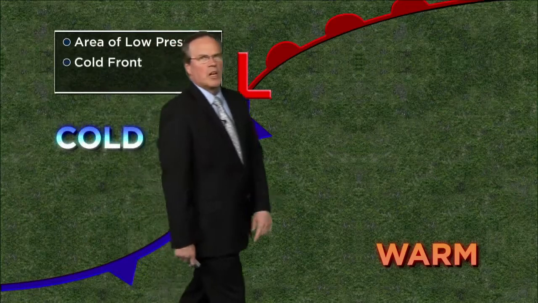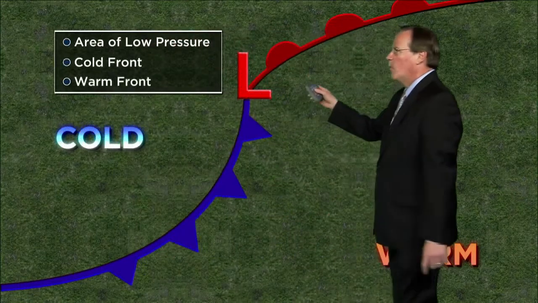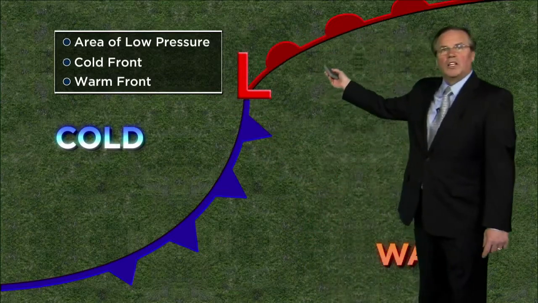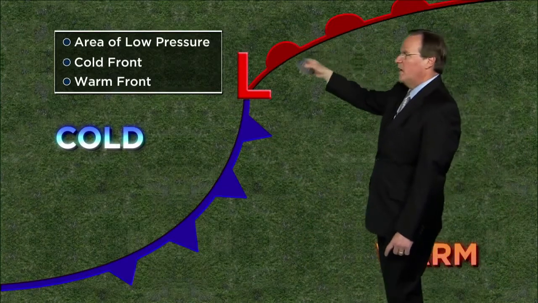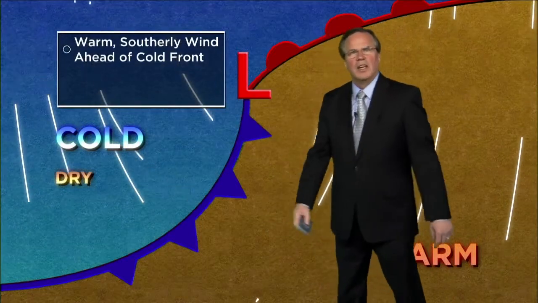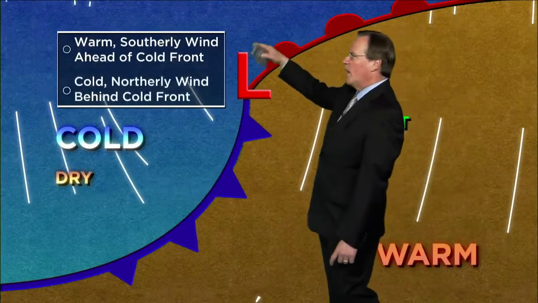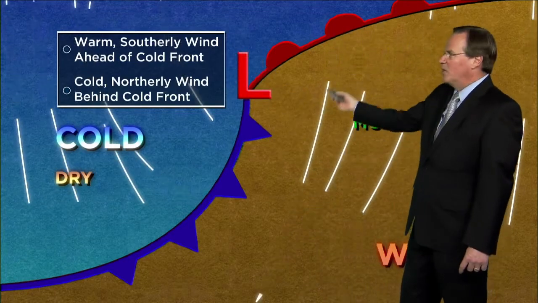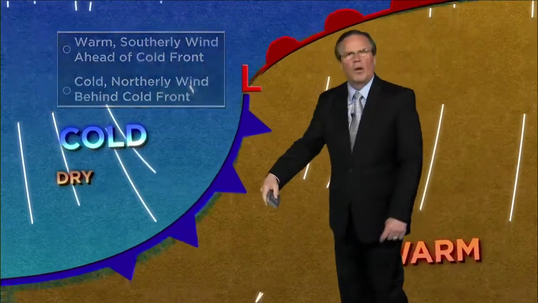So what we're talking about with a cold front, again, you've got your area of low pressure. Remember, everything spins counterclockwise with that. So out in front of that low, that's where the warm air is, and that's where the warm front is, again, from a previous lesson. Now on the left side, that's where your cold front resides. That is, again, because of the counterclockwise flow. So warm southerly wind ahead of the front.